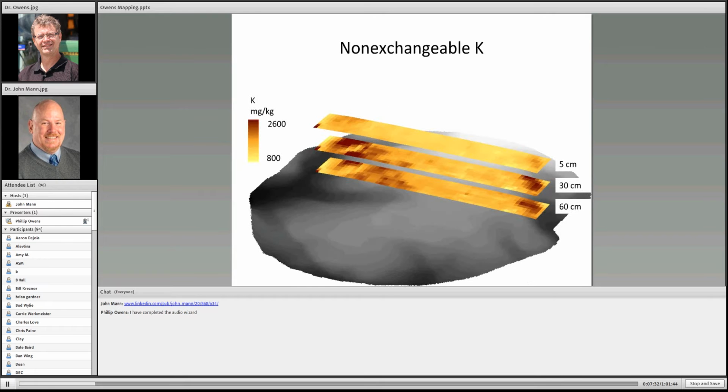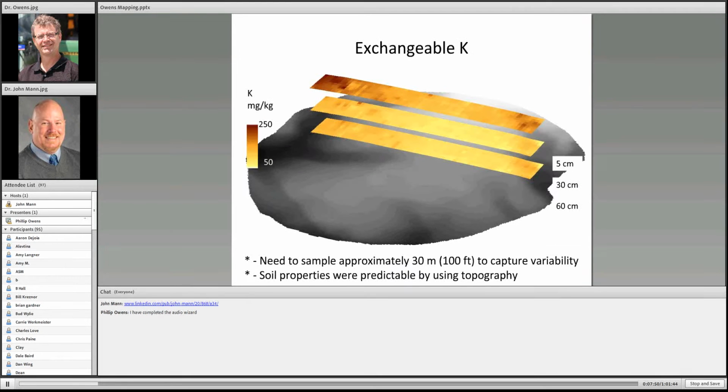We looked at the non-exchangeable potassium using the tetraphenyl boron method. This is the resulting map of the field at 3 depths. You can see the 5 centimeter depth, 30 centimeter depth, 60 centimeter depth, and the concentration of non-exchangeable potassium we found there. And here was the exchangeable potassium, and you can see that on the edges of the field, the exchangeable potassium is higher. Again, the 3 depths. What I also found was that you needed to sample the soil approximately 100 feet to capture the variability we were seeing in the soil properties.